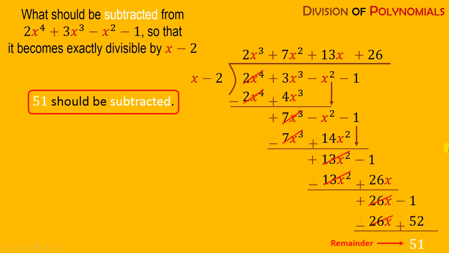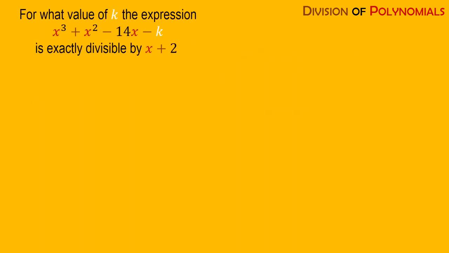Okay, so this was the first question, and now in the last part of the video I am going to discuss the last question, which is this. For what value of k is the expression x cubed plus x squared minus 14x minus k exactly divisible by x plus 2? Again we have the same kind of problem, and we need to use exact divisibility. So we have to divide the given polynomials to check it out.